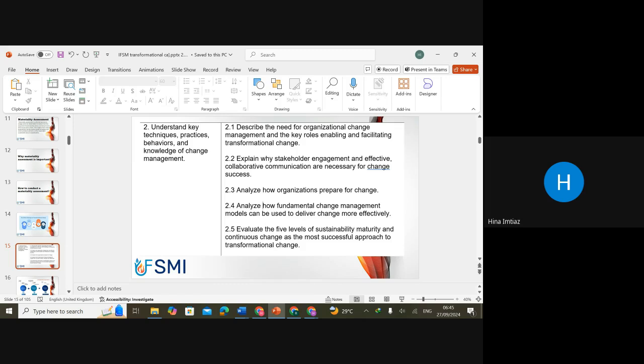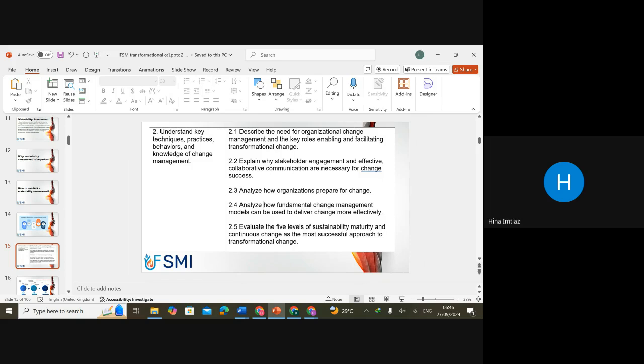And in the next question, you have to analyze how a fundamental change management model can be used to deliver that change more effectively. What is the role of the management? What should be the fundamental change you have to bring in the management before implementing such type of transformational change, which can work more effectively? The next question is you have to evaluate the five levels of sustainability, maturity, and continuous change as the most successful approaches to transformational change.